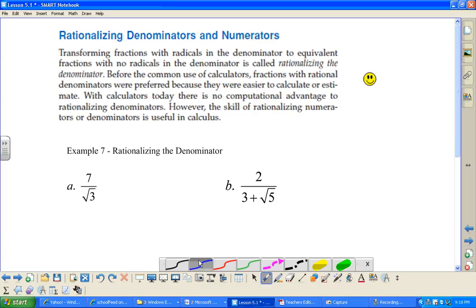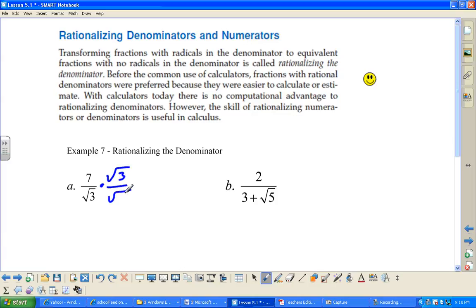So we're going to go ahead and rationalize the denominator, and what that means is we want to get the radical out of the denominator. To make this square root of 3 so the radical isn't there anymore, we're going to multiply it by itself. So we multiply both the numerator and the denominator by the square root of 3, because we need to do it to both, because we have to multiply by 1.